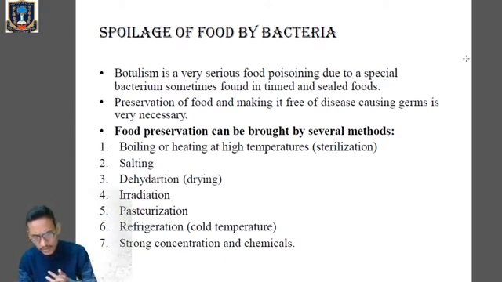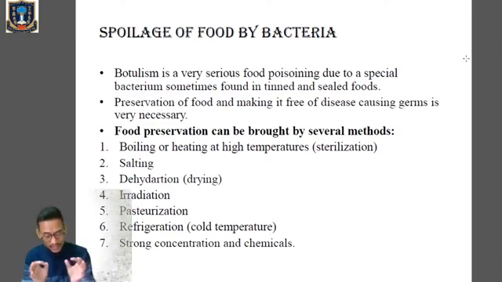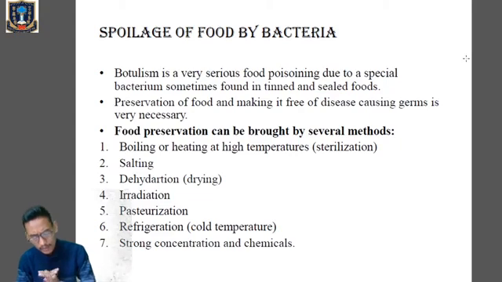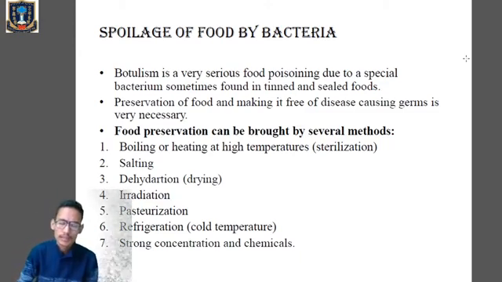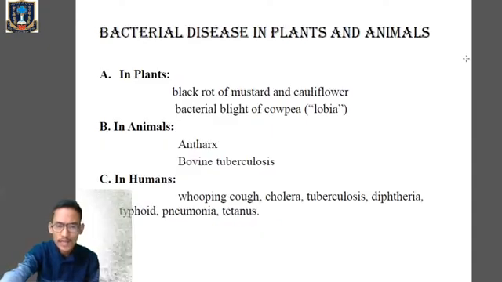Then we have the seventh method, which is called strong concentration and chemicals, where jams and pickles do not get spoiled. They have a strong concentration of sugar and salt respectively. The increased concentration of the solute causes plasmolysis and death of many bacteria or mold that may creep in. Sometimes preservatives like sodium benzoate are also added to tinned food and squashes. So these are the seven methods applied for the preservation of food, and this comes under the harmful role of bacteria.